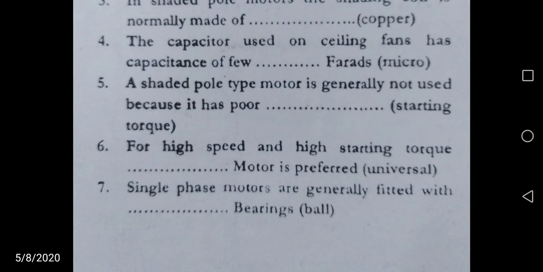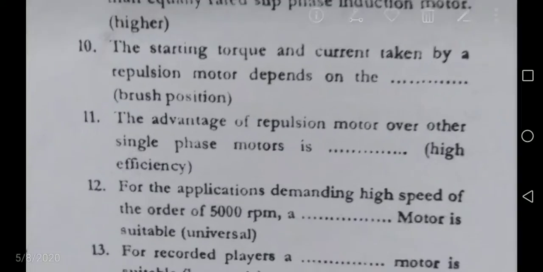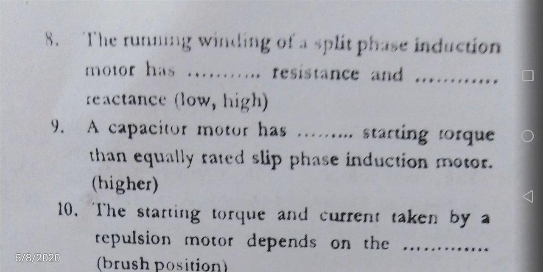Single phase motors are generally fitted with ball bearings. The running winding of a split phase induction motor has resistance and reactance. The running winding means the main winding. The main winding resistance is low and reactance is high, but the auxiliary winding is the reverse: resistance is more and reactance is less.